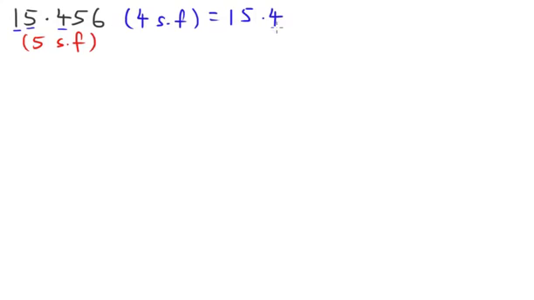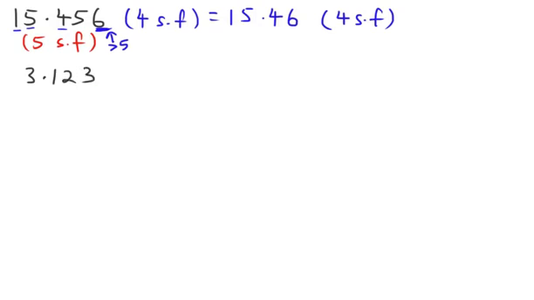Because we need 4 significant figures, we need another one. So we have to look at the last digit here, and it is 5 or more. So we have to round it off and add 1 to the 5, then we get 6. Therefore, we get 15.46. So this is 4 significant figures.